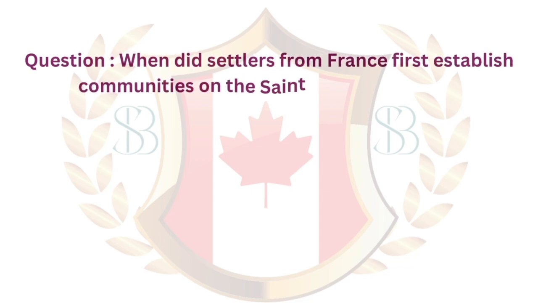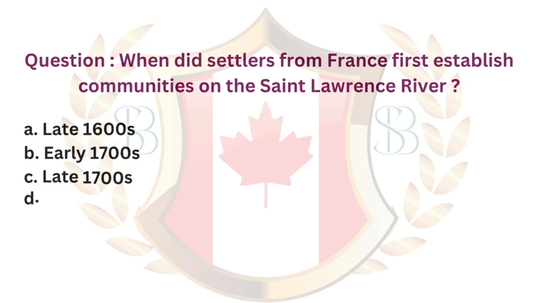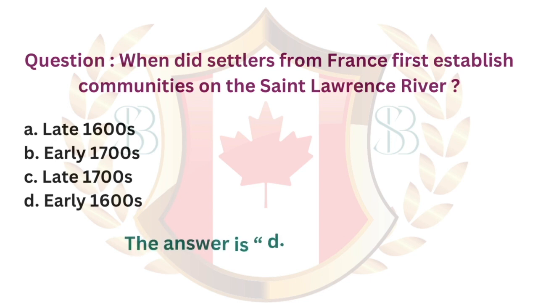Question: When did settlers from France first establish communities on the St. Lawrence River? A. Late 1600s. B. Early 1700s. C. Late 1700s. D. Early 1600s. The answer is D. Early 1600s.